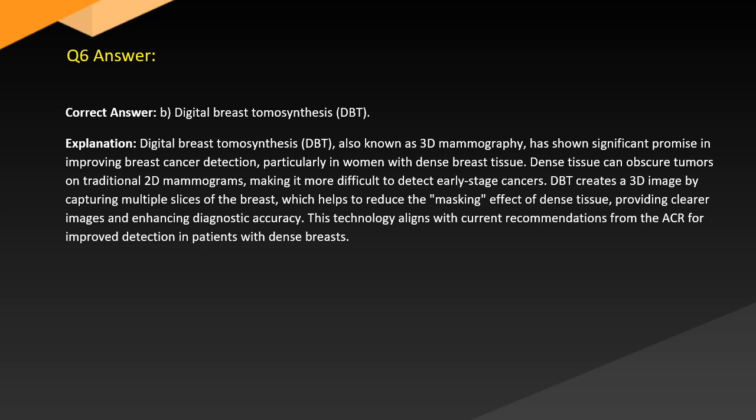Explanation. Digital breast tomosynthesis (DBT), also known as 3D mammography, has shown significant promise in improving breast cancer detection, particularly in women with dense breast tissue. Dense tissue can obscure tumors on traditional 2D mammograms, making it more difficult to detect early-stage cancers. DBT creates a 3D image by capturing multiple slices of the breast, which helps to reduce the masking effect of dense tissue, providing clearer images and enhancing diagnostic accuracy. This technology aligns with current recommendations from the ARRT for improved detection in patients with dense breasts.